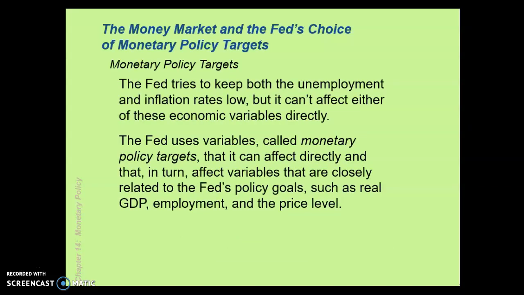So we're going to look at some of the targets that they looked at. The Fed tries to keep the unemployment and inflation rate low. That's a very big challenge because if the unemployment rate's low, that means people are working, and if people are working, they're probably going to be getting income in their pockets. And when they get income in their pockets, they're probably going to be spending money. So that could create inflation in our economy. So we want to set some type of targets that are closely related to Fed policies, such as GDP, employment, and the price level.